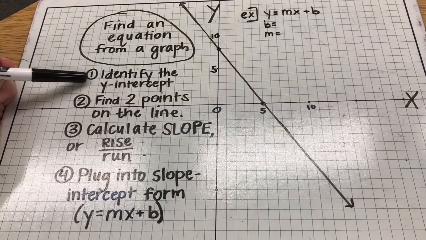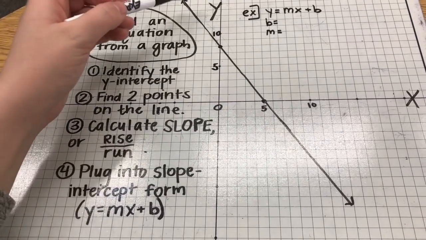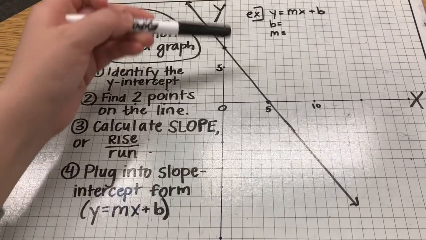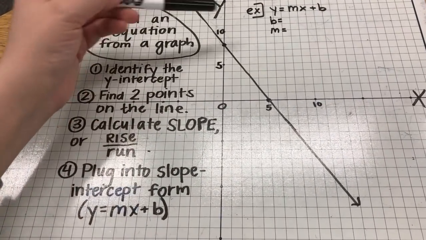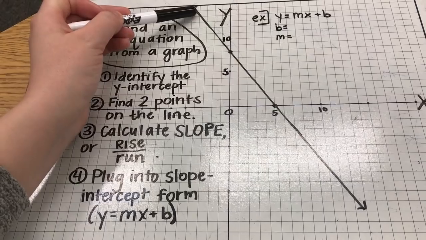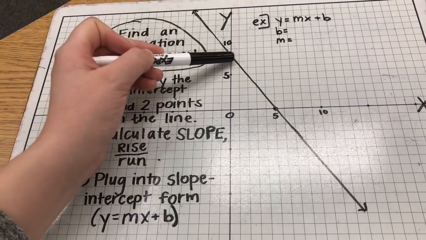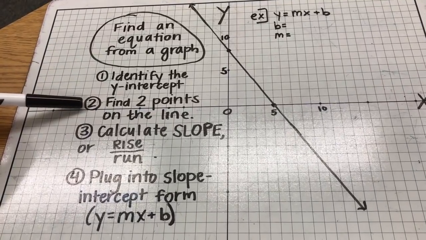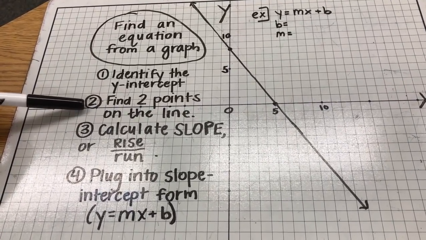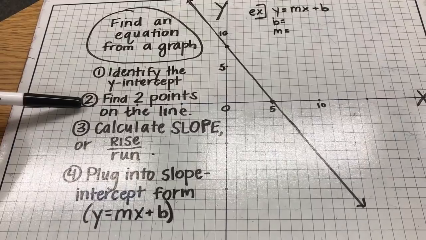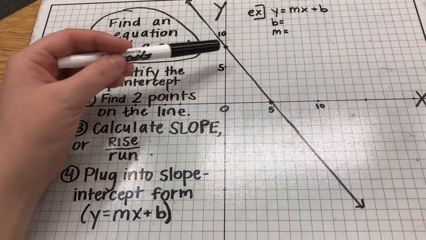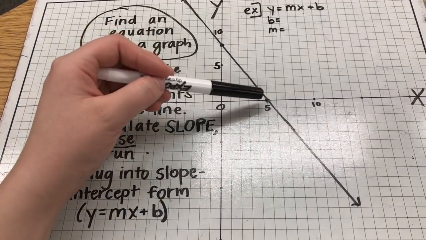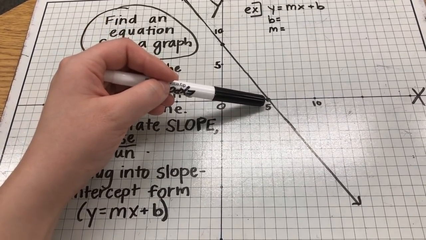First, I identify the y-intercept, which is the point where the line crosses the y-axis. Reminder, y is your vertical axis, so in this case, the line crosses the y-axis right here. My next step is I find 2 points or coordinates on the line. One of those points is my y-intercept, and I notice there is another easy to see point right here.